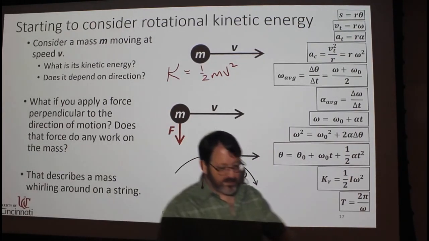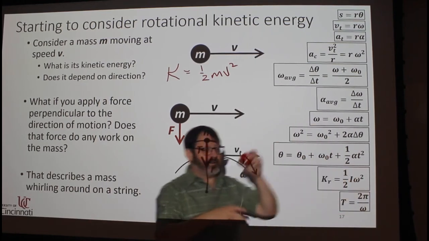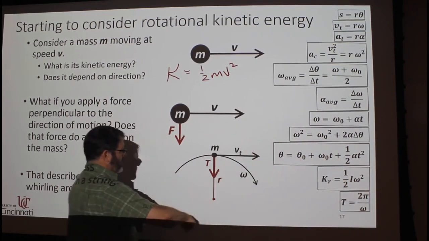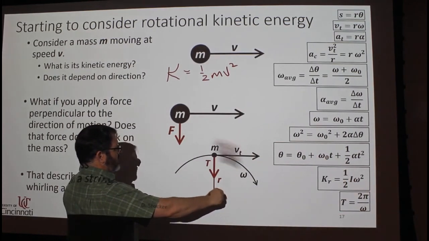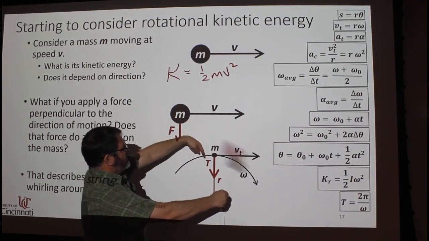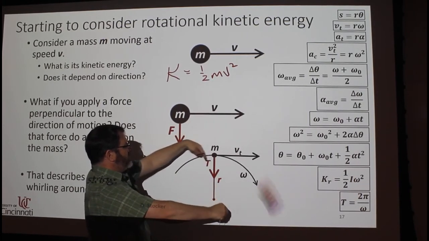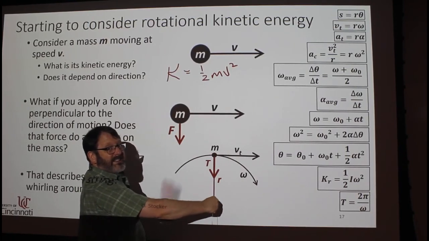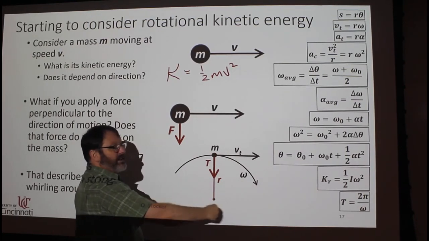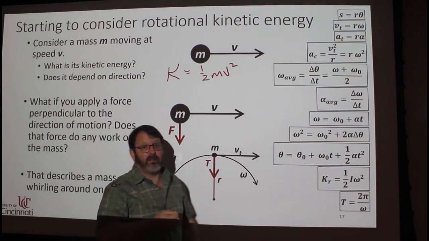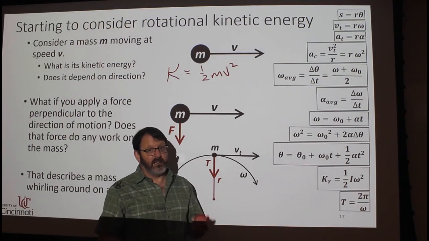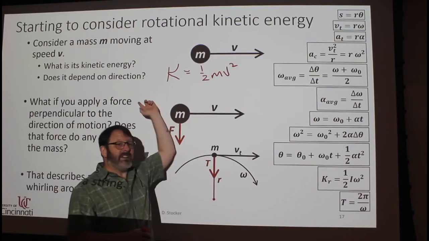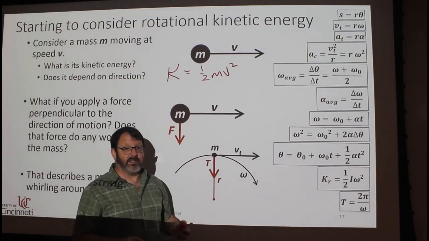So if we take a mass on a string, as it goes around, the string has a tension force pointing toward the center, but the speed of the ball is constant as it goes around. That tension does not change the speed of the ball. It changes the direction of the motion, but changing the direction doesn't affect the kinetic energy.